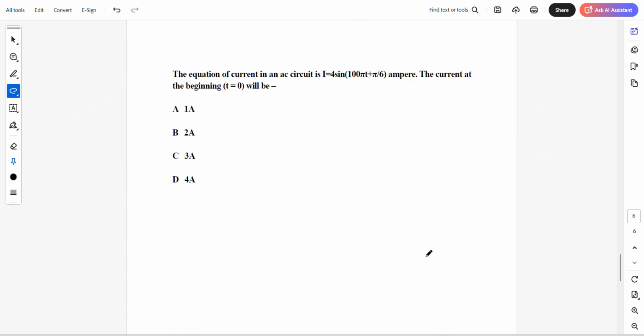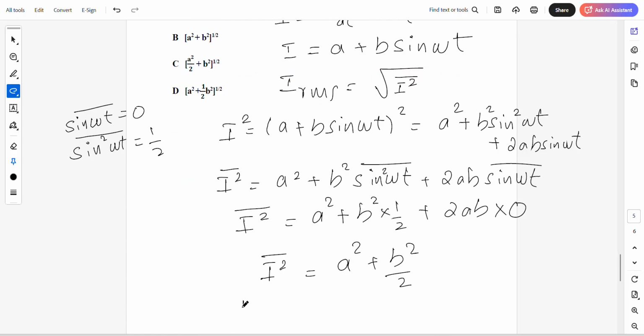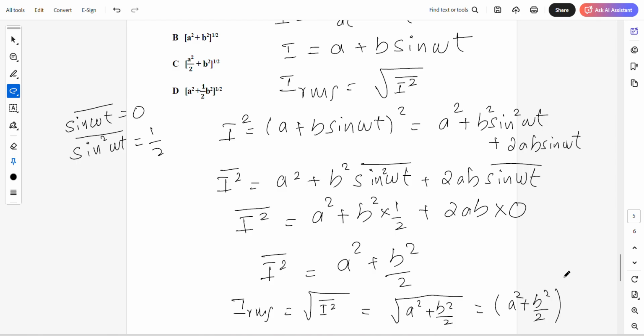Now what is the IRMS? IRMS is nothing but the square root of the average of I square, which is equal to the square root of A square plus B square by 2, that is, A square plus B square by 2 to the power of half. This is the right answer. Hope you have understood this.